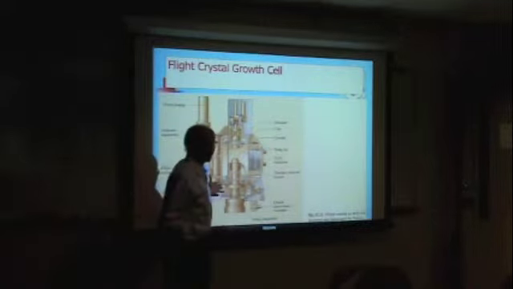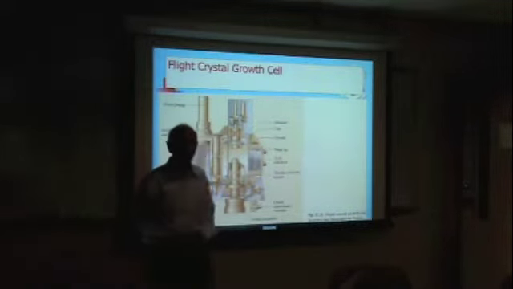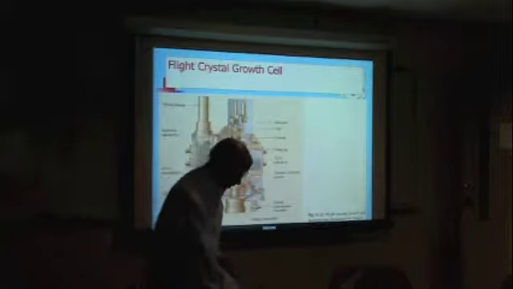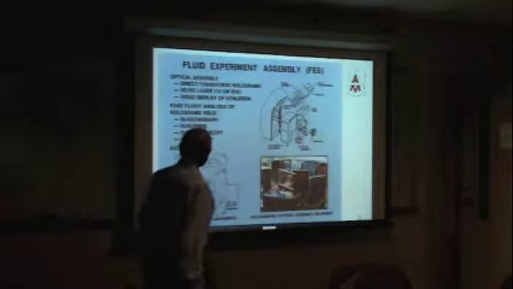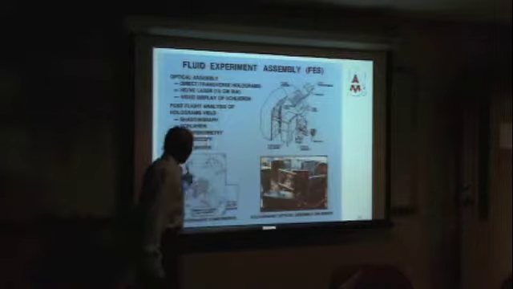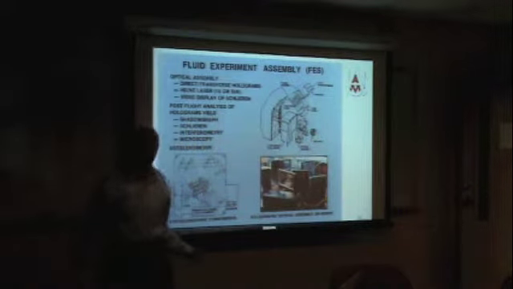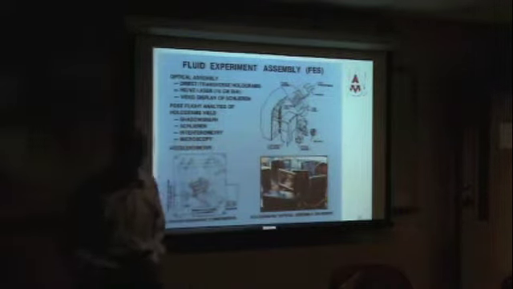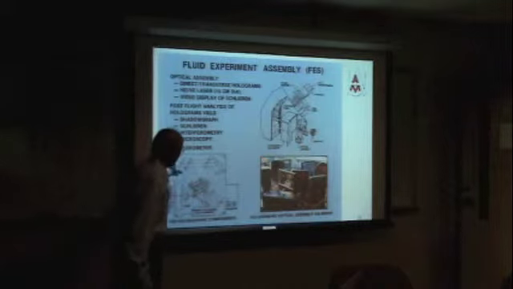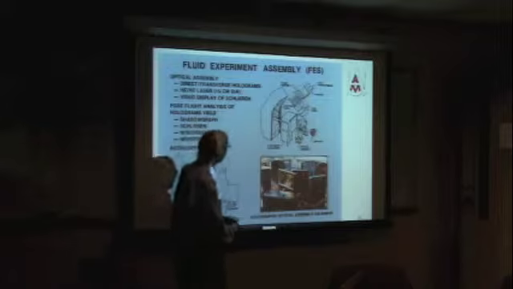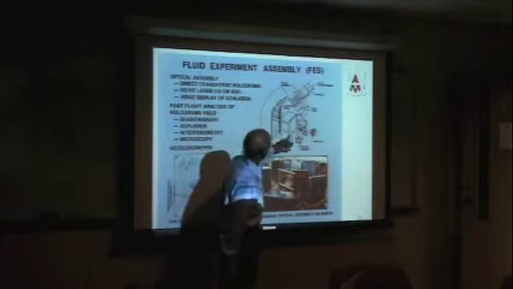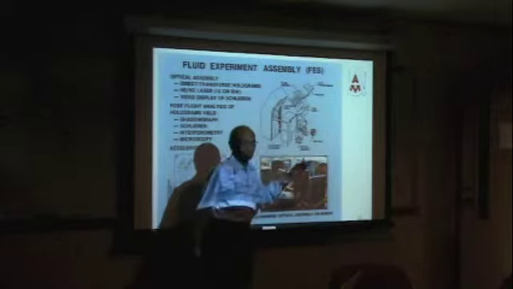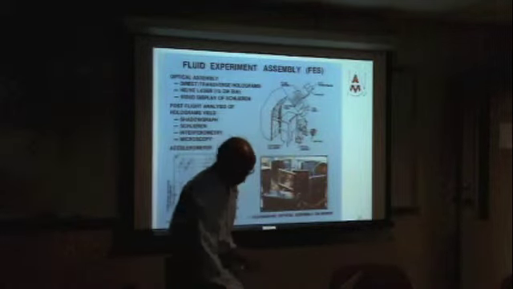Crystal growth cell. The entire instrument, which has optics and everything, is called the fluid experiment system. So you can see that inside there are sophisticated optical techniques, holography, with lots of lasers and everything there, and I'm not going to go into detail of this. And this is the whole panel where the whole instrument goes in, and it has all kinds of cameras and all kinds of other things.